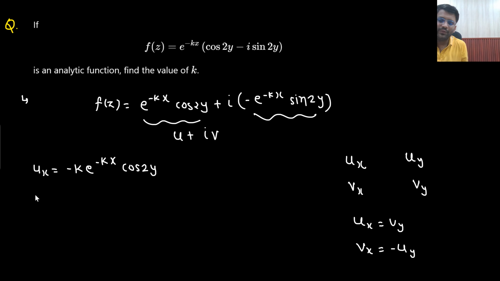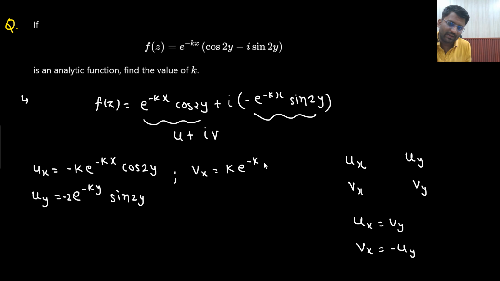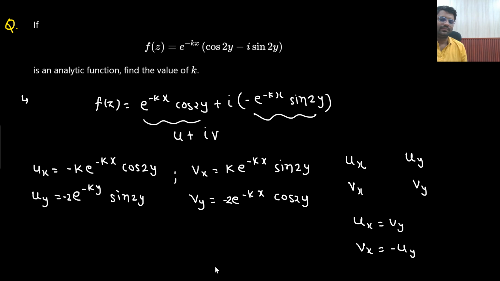Now partial differentiation of u with respect to y. What will happen? e to the power minus kx as it is, differentiation of cos 2y will be minus 2 sin 2y. Now partial differentiation of v with respect to x, what will you get? k e to the power minus kx sin 2y, and partial differentiation of v with respect to y, minus e to the power minus kx cos 2y into 2.